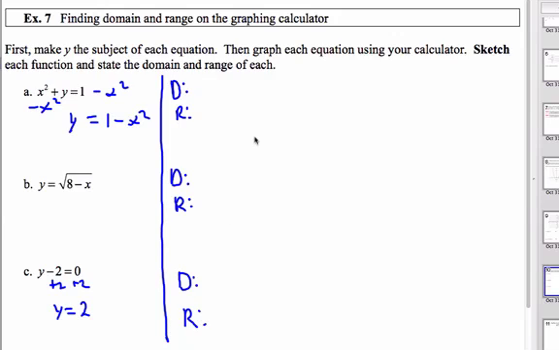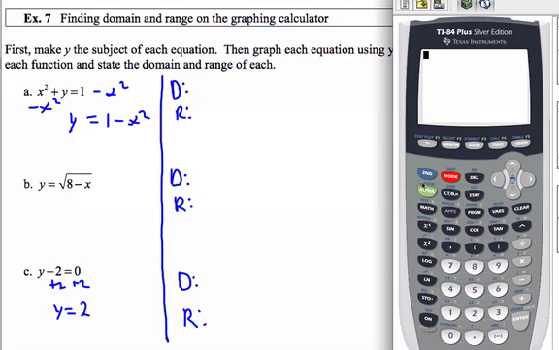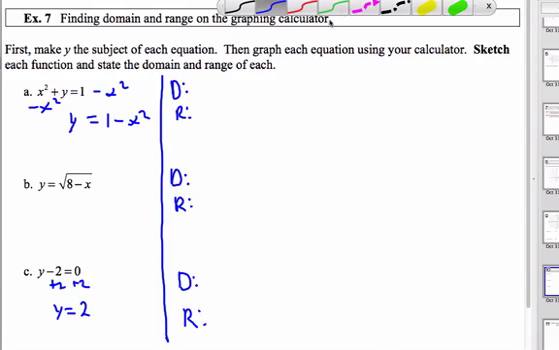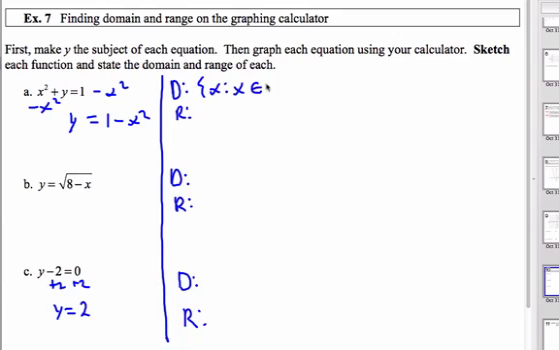Okay, so let's get our graphing calculator ready. We're going to type in y equals -x squared plus 1, or 1 minus x squared. Same thing, and go to the graph. And like most parabolas here, the x value can be anything, so we're going to write x such that x is a real number.